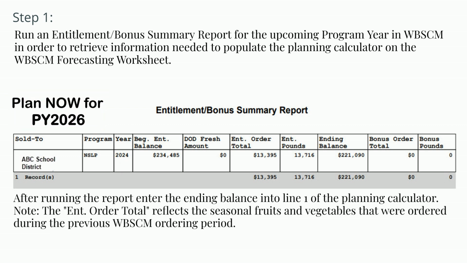After running the report, you will enter the ending balance into line 1 of the planning calculator, which we will see on the next slide. Please note, the entitlement order total accounts for the seasonal fruits and vegetables that were ordered in the previous school year. This amount is deducted from the beginning balance and gives a total ending balance for the upcoming school year.